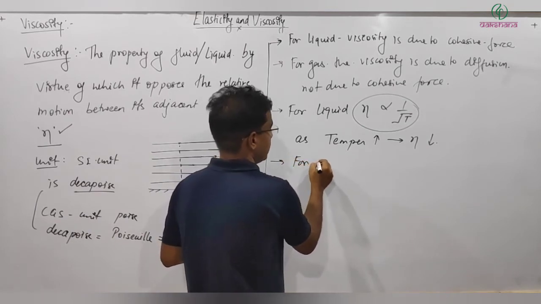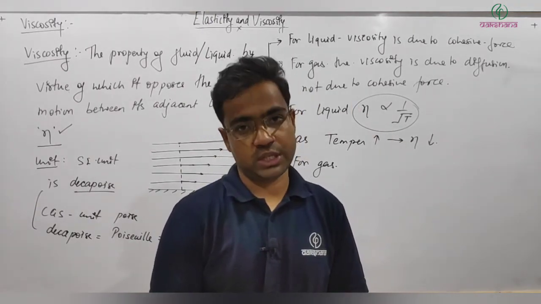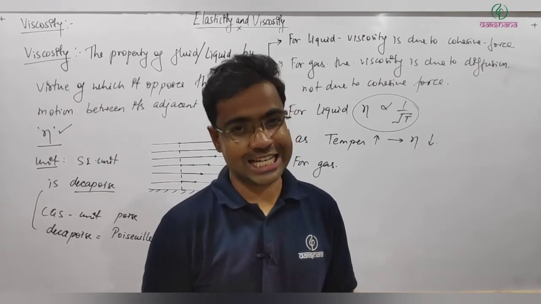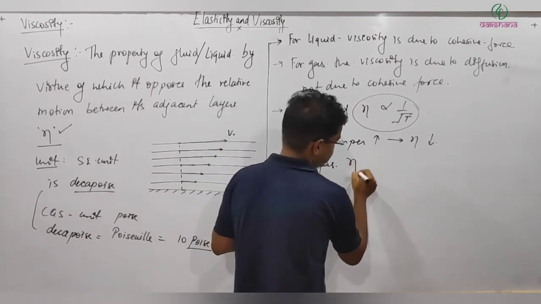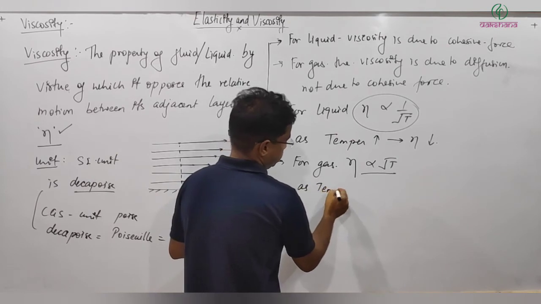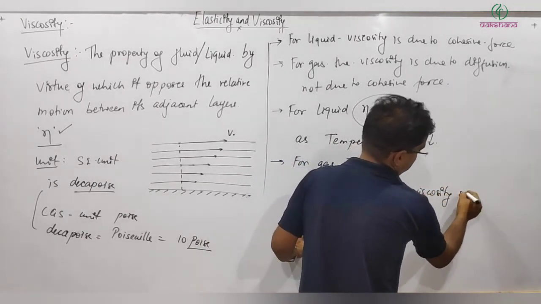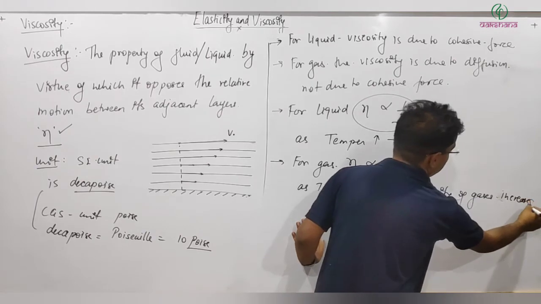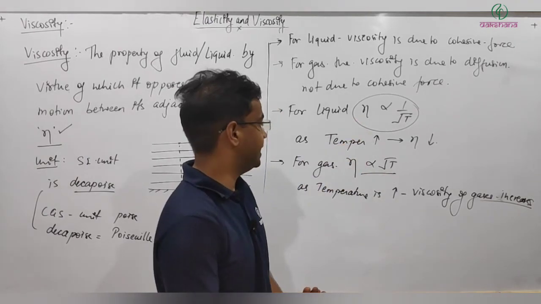For gases, what will happen if temperature is increased? Gas viscosity depends on diffusion, and you must have already studied in chemistry that the diffusion rate becomes faster when the temperature is increased. So for gases, temperature rises, diffusion rises. Diffusion rising means eta is also directly proportional to temperature. So for gases, as temperature is increased, viscosity of gases increases. The relation is different for gases and liquids.